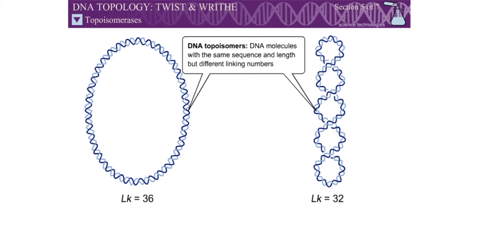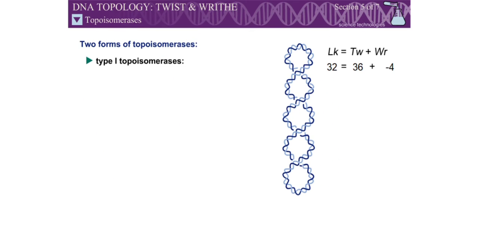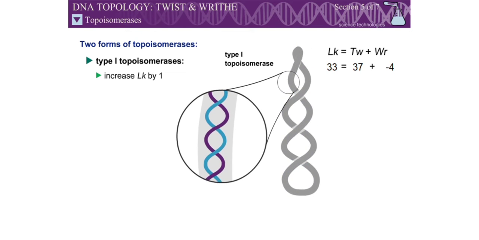DNA molecules with the same sequence and length but different linking numbers are called DNA topoisomers, since they differ only in topology. Topoisomerases are enzymes that change the linking number of a DNA molecule. There are two types of topoisomerases. Type 1 topoisomerases increase linking numbers in steps of 1. By introducing an additional twist, type 1 topoisomerases relax negative supercoils.